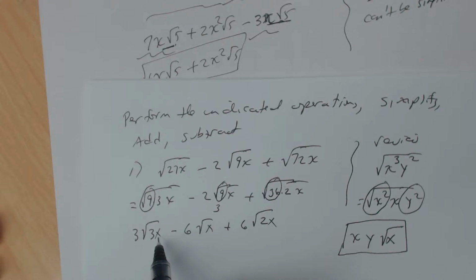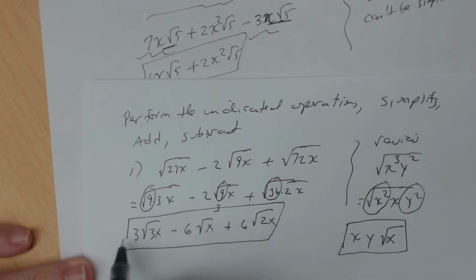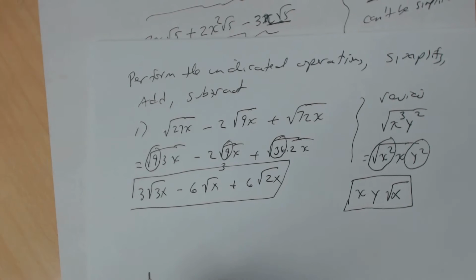Alright, now notice that none of these radicals are alike. This radicand is 3x, this is x, this is 2x, so they're all different. So you cannot combine any of them, so that's your answer. This would be your answer.